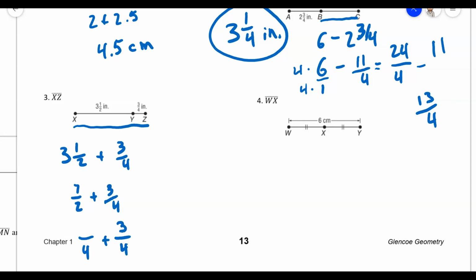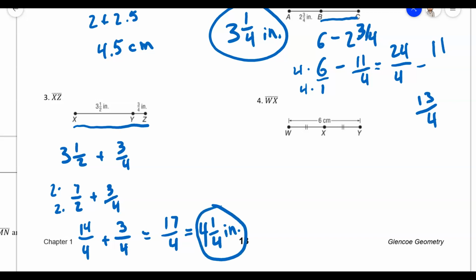So this is still 3/4. So if I multiply 2 by 2 to get 4, we multiply 7 by 2, and that's 14. So really what I have here is 17/4, and we know 4 divides into 17 4 times with a remainder of 1. Okay, so this should be 4 1/4 inches. And let's go back up and see if that makes sense, right? 3 1/2 plus 3/4, or 3.5 plus 0.75, would be 4.25. The answer makes sense when we go back and look at it.